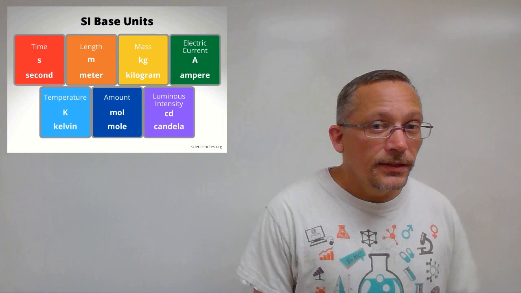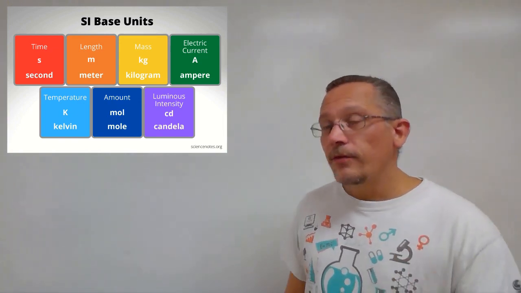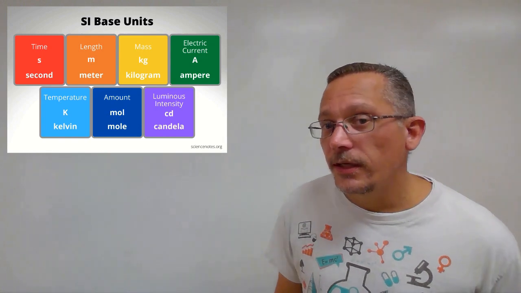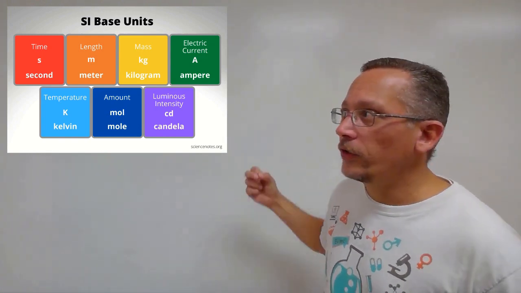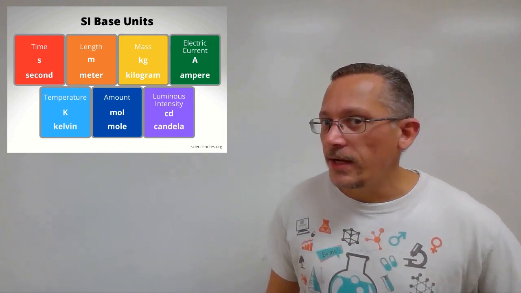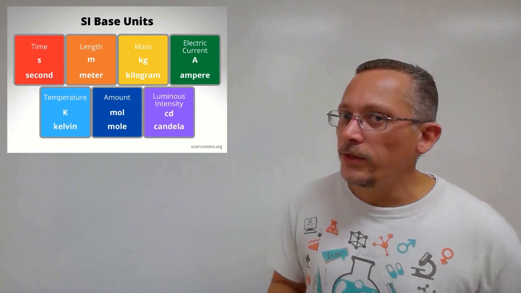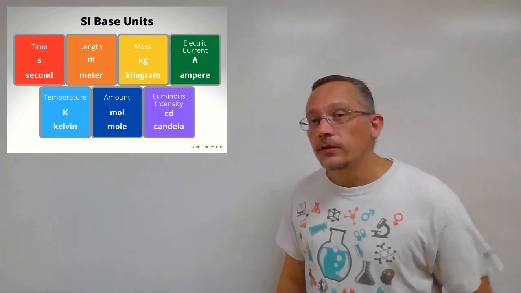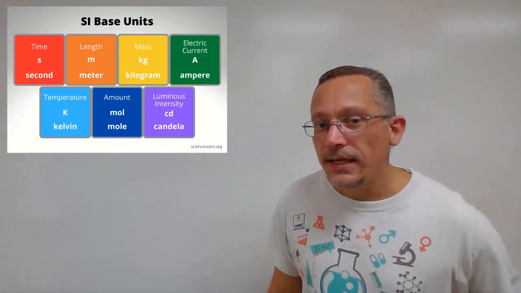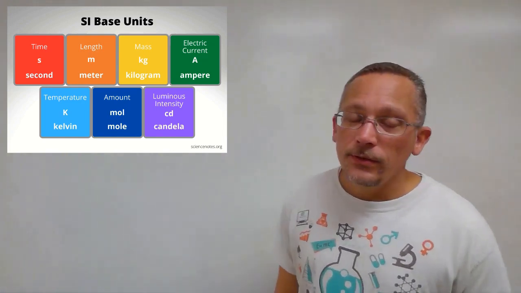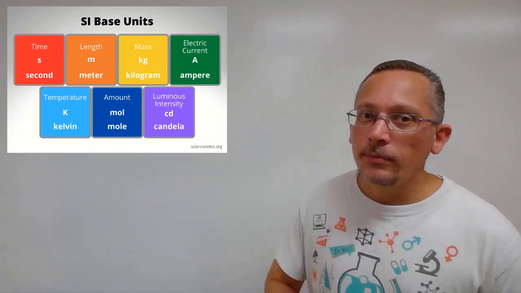Mass is measured in kilograms. You might have been used to using grams in chemistry, but the base unit is the kilogram. It's weird because it has a prefix on it. It's 1,000 grams, but the kilogram is the base unit. Electrical current is measured in the ampere, which is a capital A. Temperature, the base unit, is measured in the kelvin, which is a capital K. You probably remember that from chemistry.